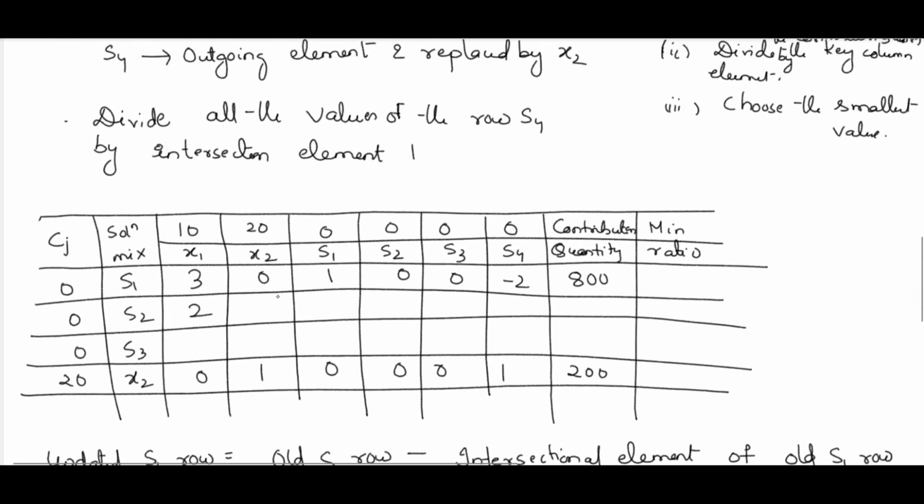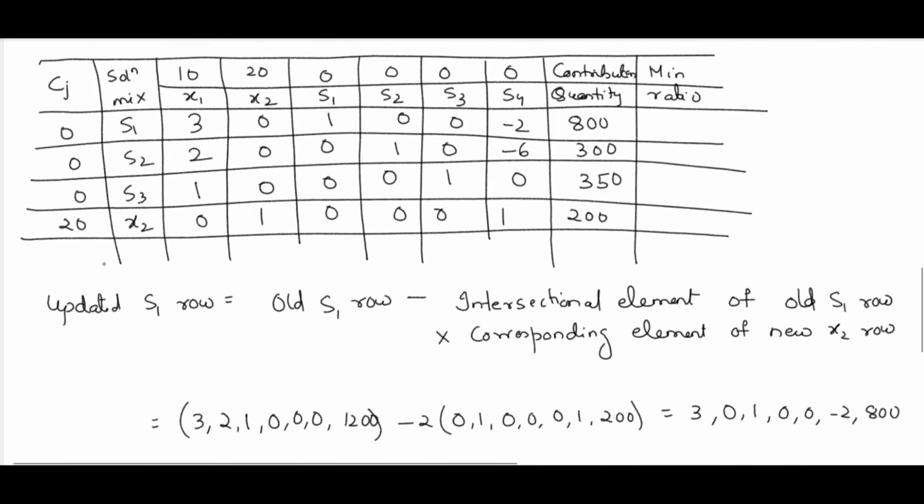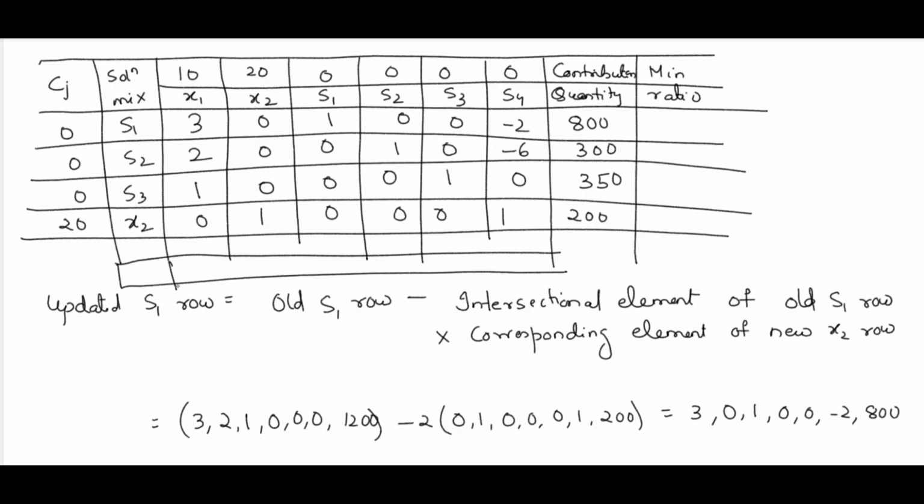It is 2 0 0 1 0 minus 6 300. Similarly for S3 also you will do likewise, and it will be 1 0 0 0 1 0 350. So now you have filled all the matrix. Now likewise you will compute ZJ and CJ.